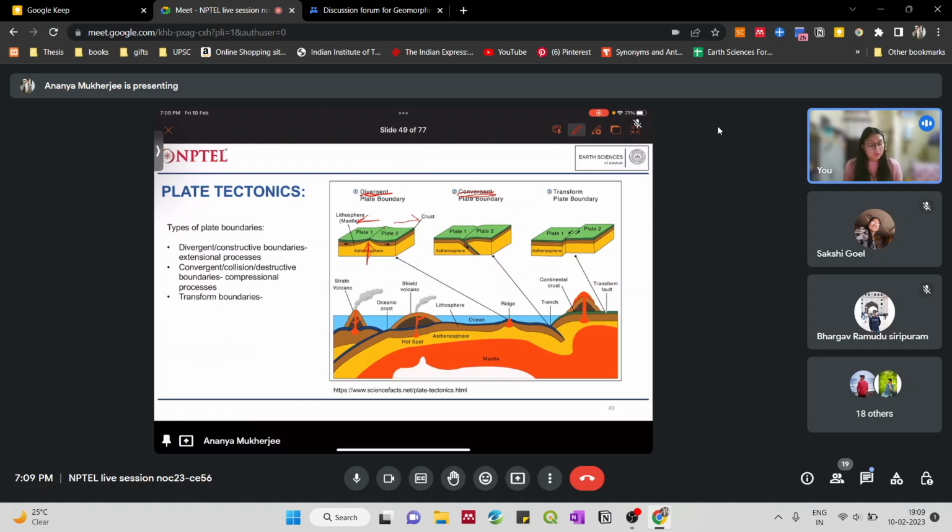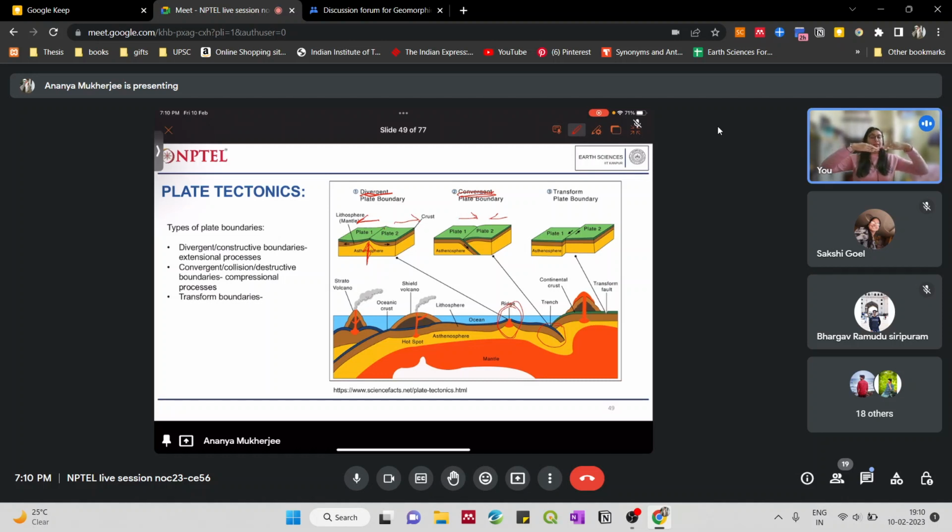So that is where you get the ridge, the mid oceanic ridge that we talk about. This is a feature formed due to the divergent plate boundary. When you talk about convergent plate boundaries, the plates are moving towards each other. Because they are moving towards each other, one of the plates will move downwards below the other plate.